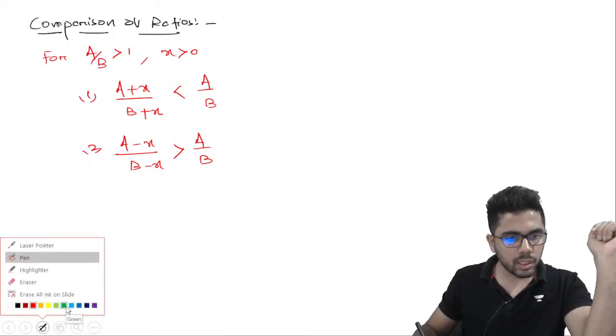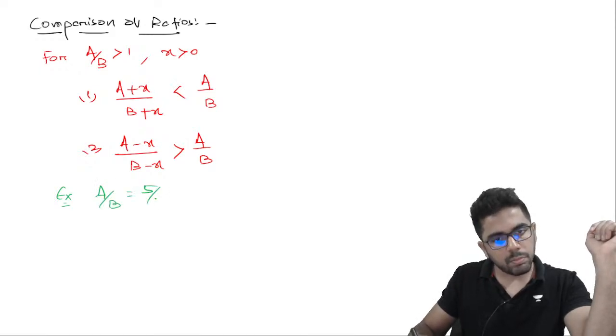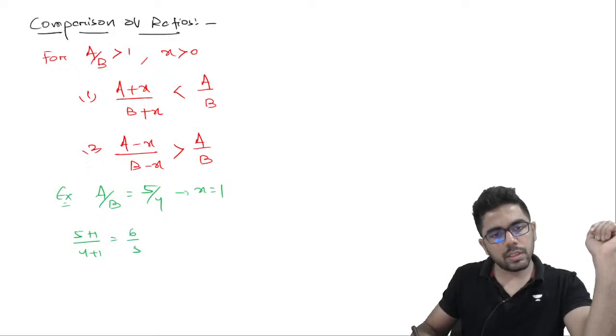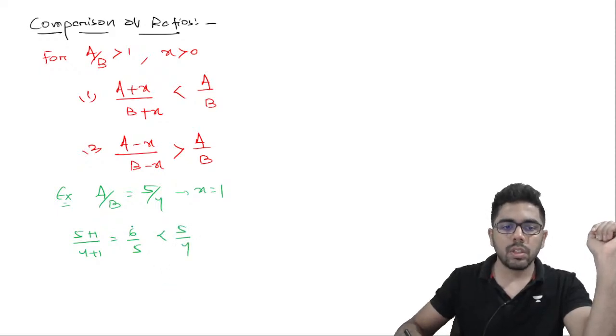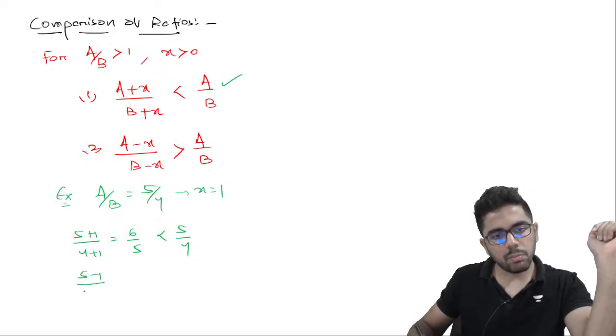कैसे? To take an example. Suppose I'll say a by b as 5 by 4 and I'll take x is equal to 1. So when you write 5 plus 1 by 4 plus 1, this is like 6 by 5, which is 1.2, and this is less than 5 by 4 because this is 1.25. So ये satisfy हो गया. And 5 minus 1 by 4 minus 1, so 4 by 3, this is greater than the original ratio 5 by 4.